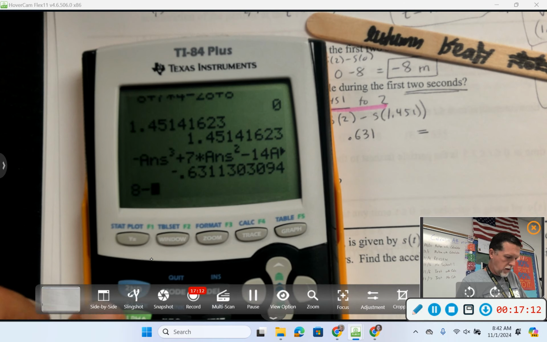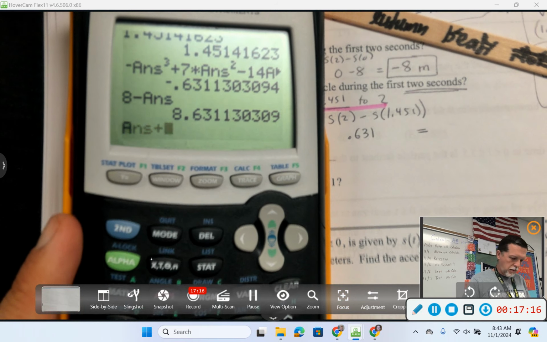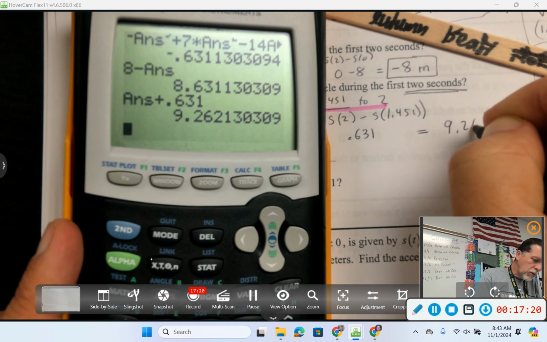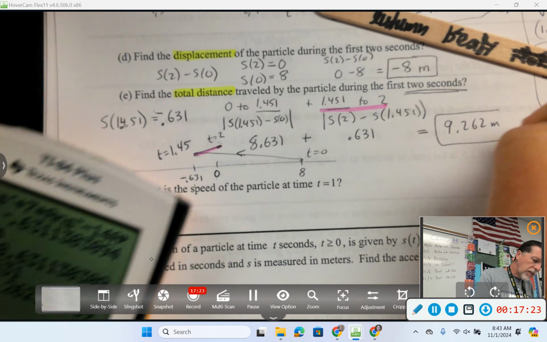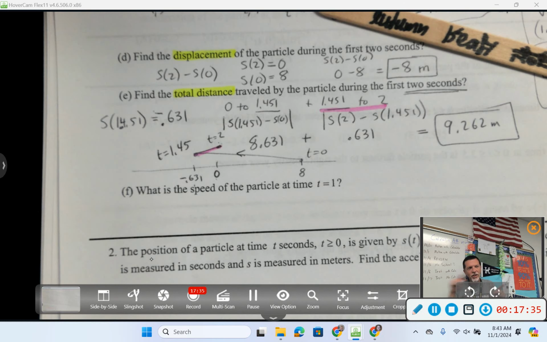So 8.631 plus 0.631, 9.262. So yeah, total distance is always a harder question than displacement. Displacement's super easy. Where you end minus where you started. Total distance means you have to consider the changing of direction in there.